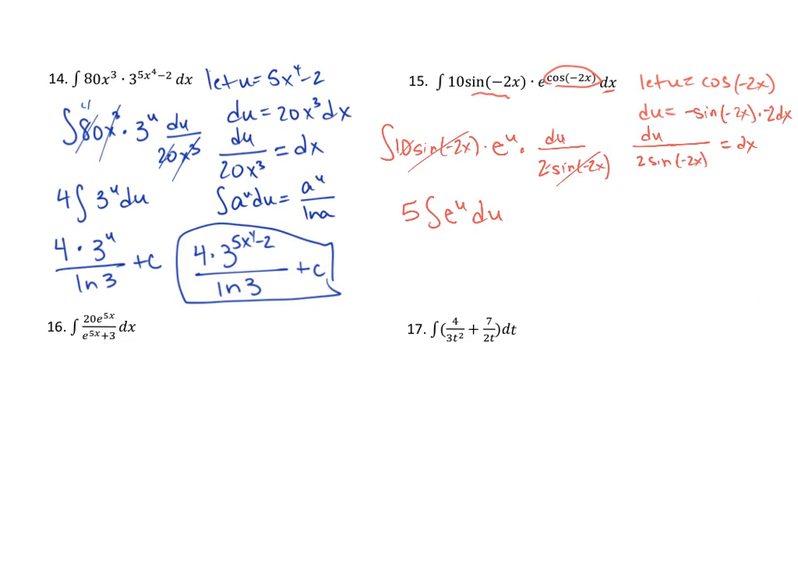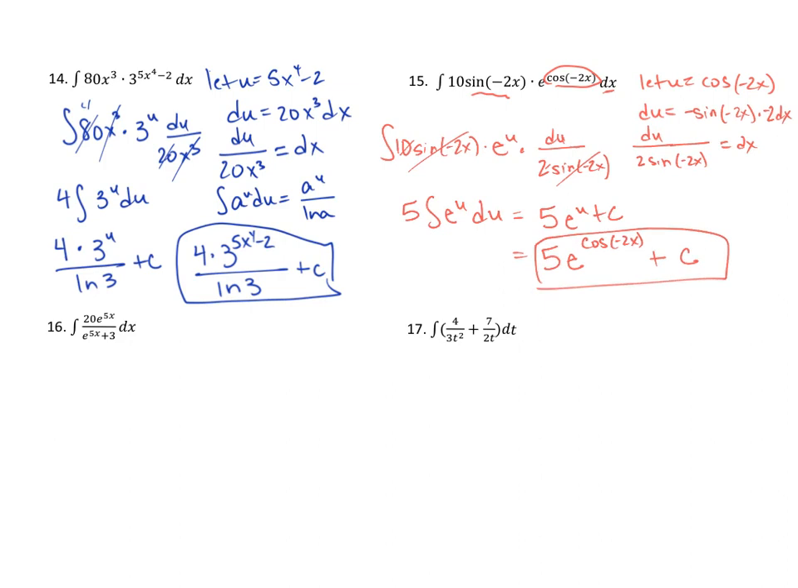So, integrating this, it's just the integral of e to the u, which is e to the u, plus c. I'll end up with 5e to the u plus c. Resubstituting, I end up with 5e to the cosine negative 2x plus c.